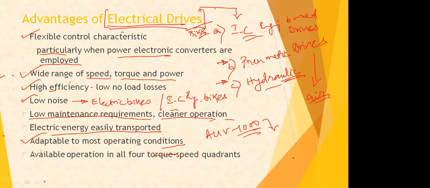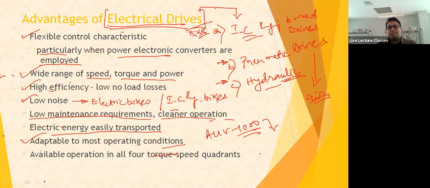So after having so many advantages, then why do we hear only a few names like Tesla and all these in this field? It can brake in the reverse direction.